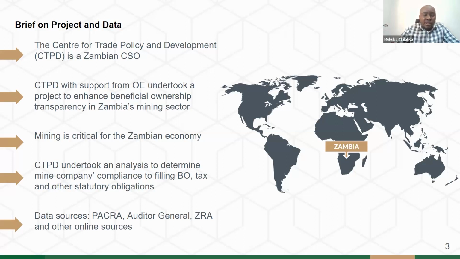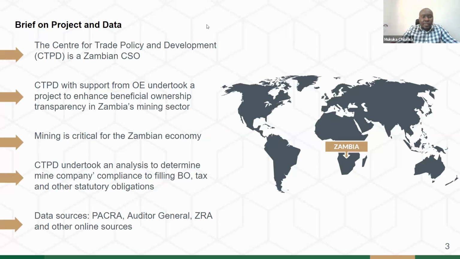So our focus was to conduct an analysis on selected companies in the extractive sector, determine the beneficial owners of the companies, also look at their compliance to taxes, as well as statutory obligations such as filing annual returns. So in terms of the focus, our focus was on selected companies that were highlighted in the Auditor General's Report in 2021 to not have filed mineral royalty taxes despite having exported minerals. So mineral royalty tax is a tax you pay for extracting minerals. So the fact that you have extracted minerals, it means that you have to pay the tax.